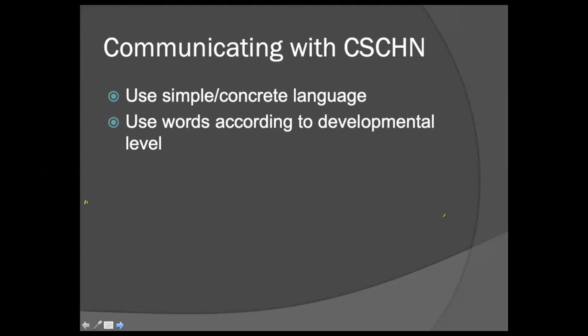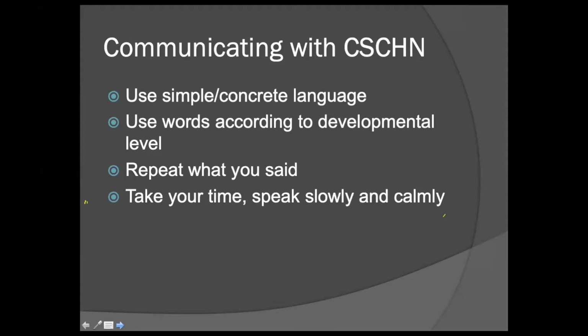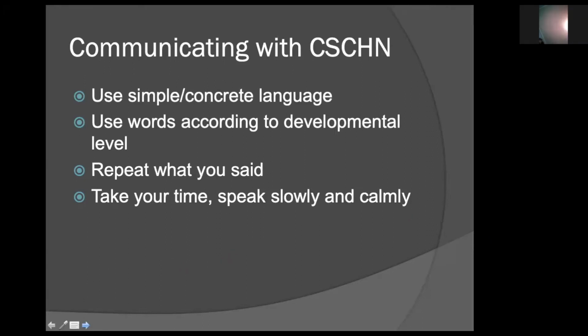Use words according to developmental level. Okay, I think this is repeated na. Repeat what you said and then repeat it again and then say it again. So pero syempre there are pauses in between just to make sure na talaga naintindihan ng bata. Okay? Take your time, speak slowly and calmly. Okay? So that you'll know na talaga naintindihan ng bata, and you only speak when you actually have the child's attention, not when during the time na parang busy siya sa kung ano man.